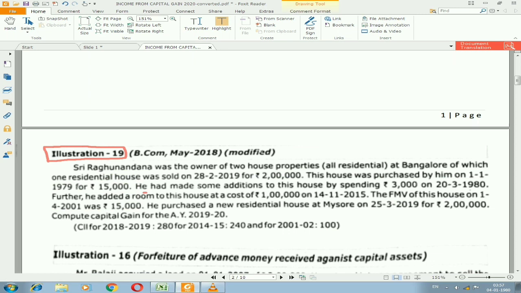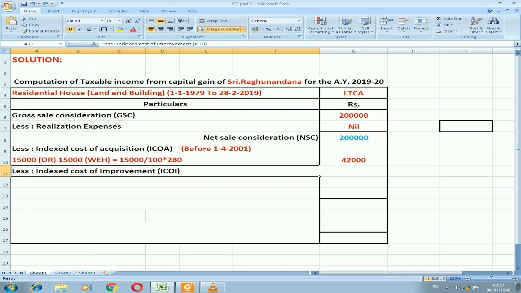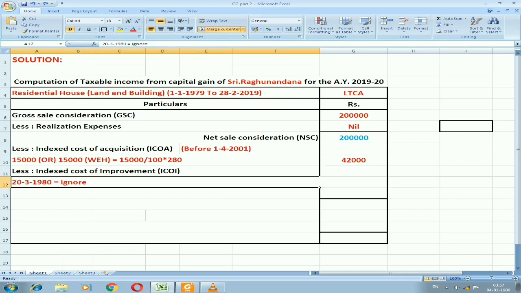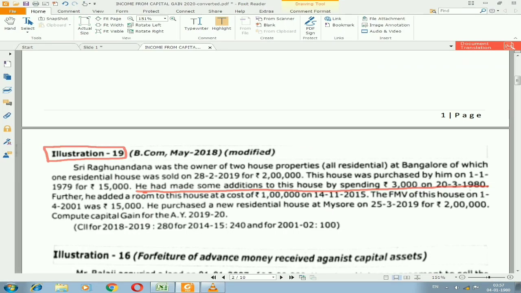So what improvement was made by the assessee? He had made some additions to this house by spending rupees 3,000 on 23/1980. This is the improvement which is made before 1/4/2001. So 23/1980 is before 1/4/2001. That is the reason I'm ignoring that improvement.